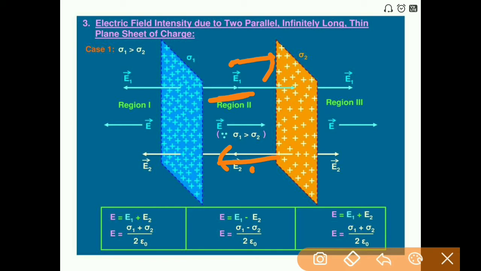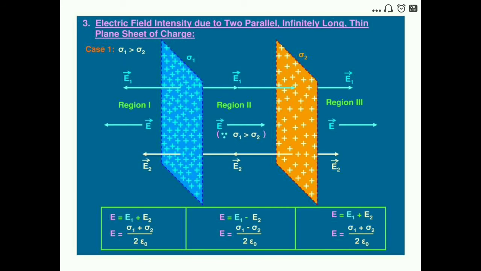So this time the directions of the electric fields are opposite. In that case you have to take the vector sum. Because here sigma 1 is greater than sigma 2, E1 will be greater than E2. So you have to take the bigger vector minus the smaller vector. You will get E net is equal to E1 minus E2. After simplification you will get the answer sigma 1 minus sigma 2 upon 2 epsilon naught.